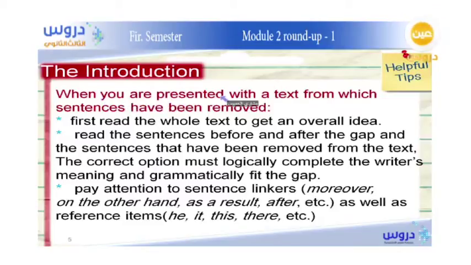When you are presented with a text from which sentences have been removed, what should you do? You do a very simple and awesome thing. I'll tell you guys. First, read the whole text to get an overall idea. Read the sentences before and after the gap and the sentences that have been removed from the text. The correct option must logically complete the writer's meaning and grammatically fit the gap.